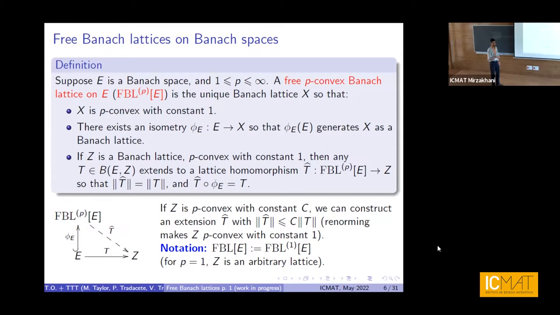Perhaps the most interesting case is what happens when p is equal to one, because every Banach lattice is one-convex with constant one. And in this case, we will omit the upper index and we'll just talk about the free Banach lattice, and this will be denoted by FBL.